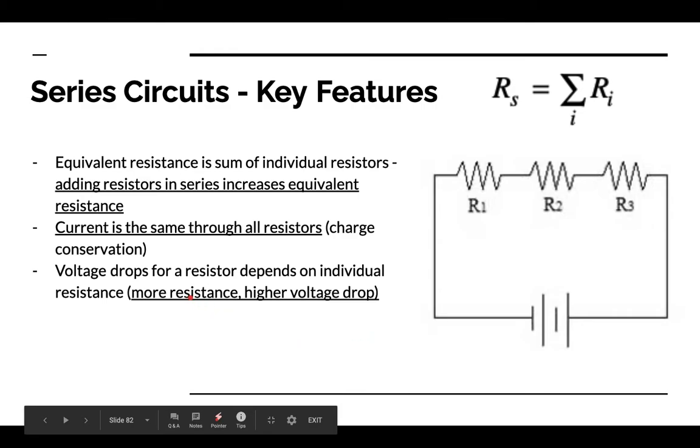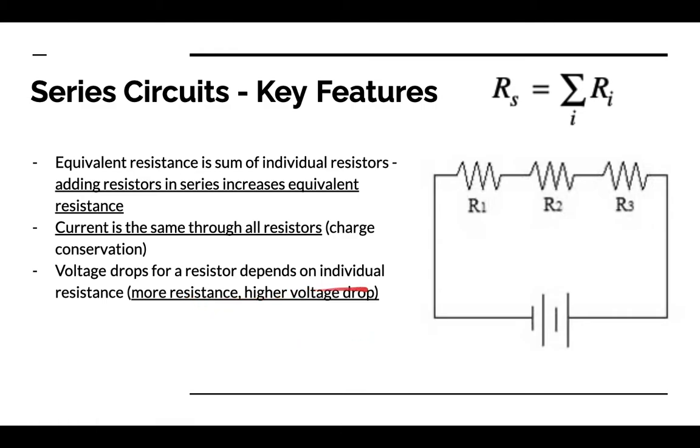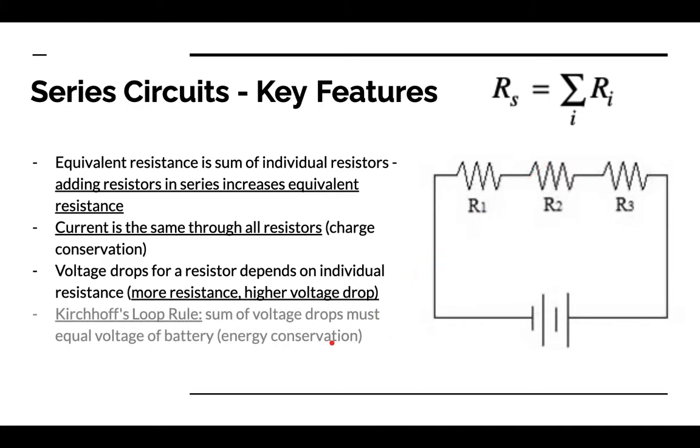The voltage drop for a resistor depends on individual resistance. More resistance, higher voltage drop. So if R2 had a higher resistance than R1 and R3, then the voltage drop across R2 would be the greatest. Again, you can think about that like a waterfall in terms of height. More resistance means that you're going to have a higher drop off.